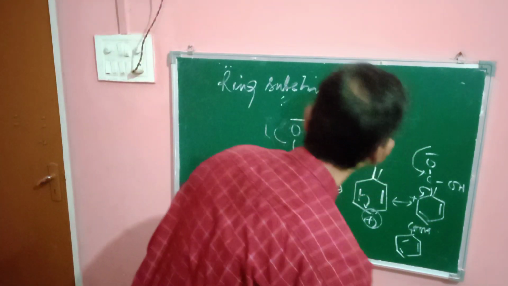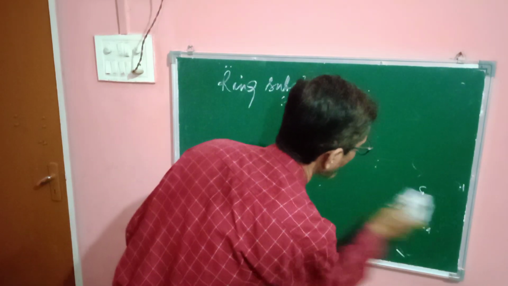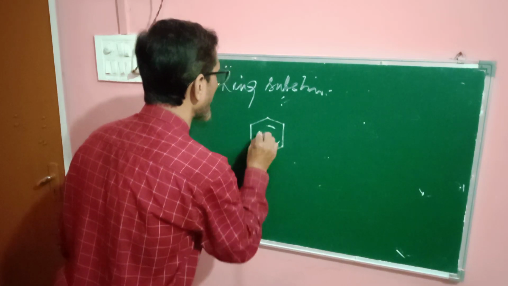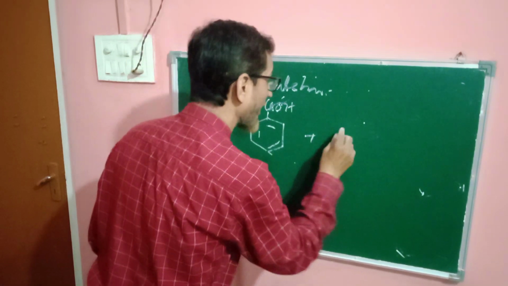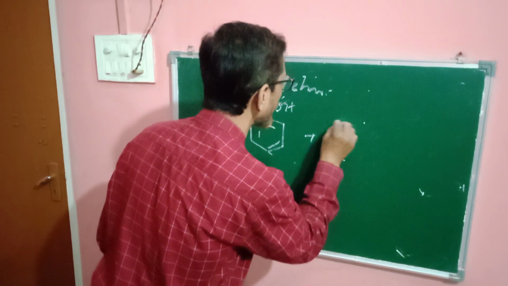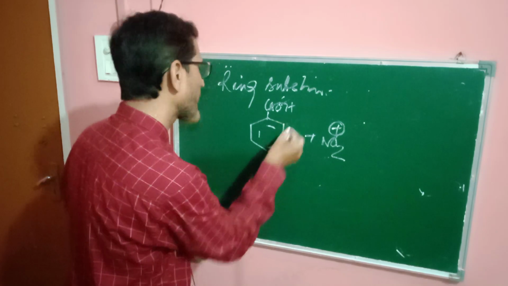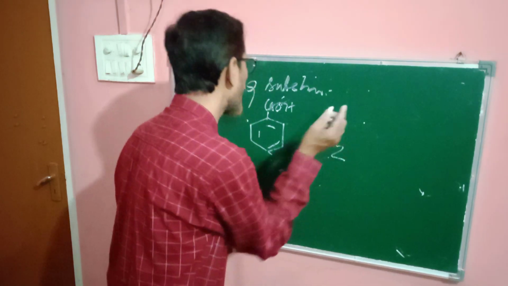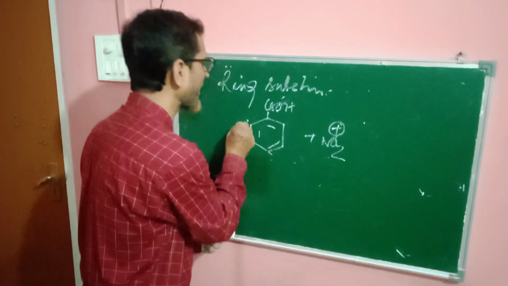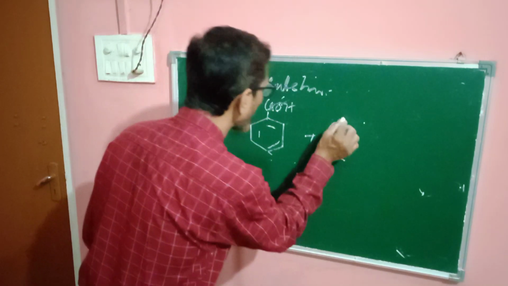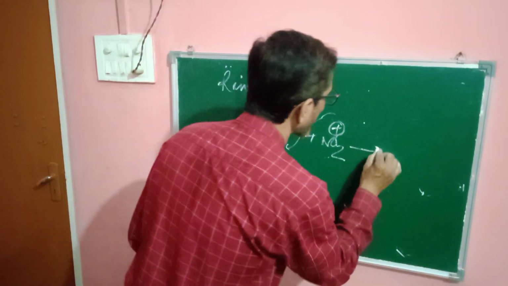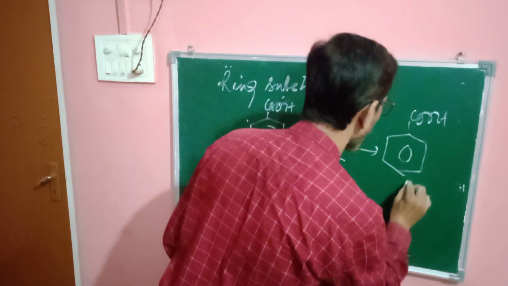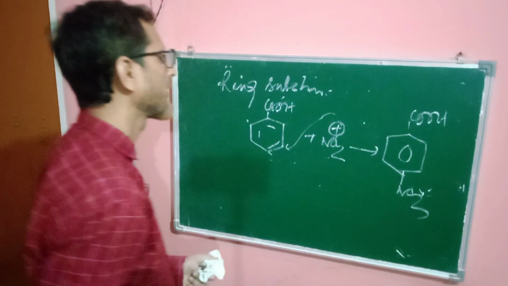But mind that your electrophile was NO2 plus, from sulfuric acid and nitric acid. Now the ortho and para positions have become electron deficient, that is plus. So a plus electrophile will never prefer to enter the ortho and para positions. Preferably it will enter this meta position. So we get meta-nitrobenzoic acid.